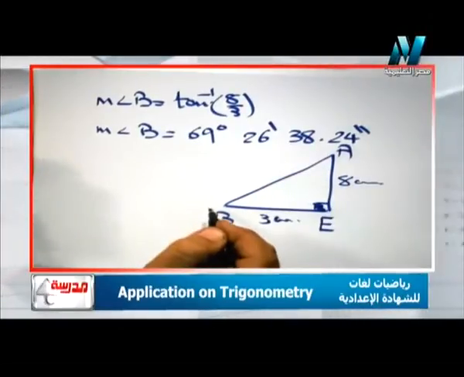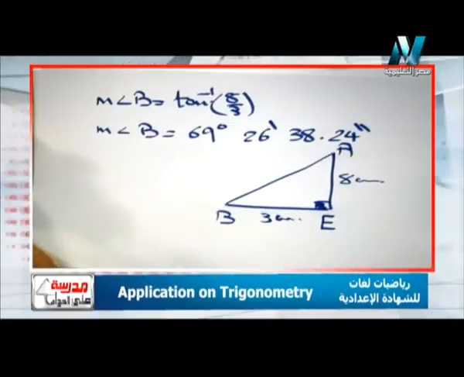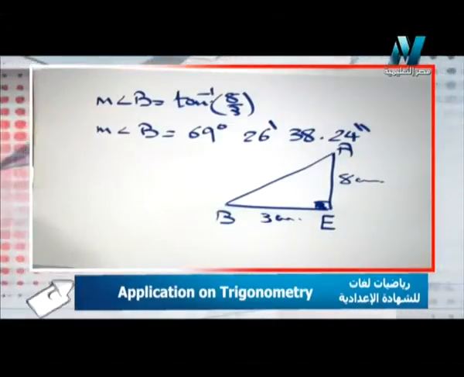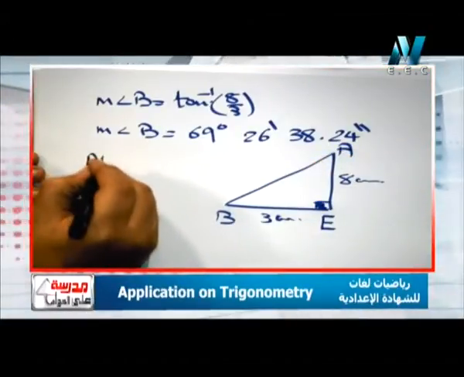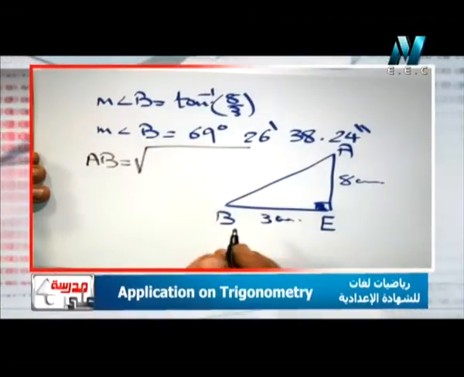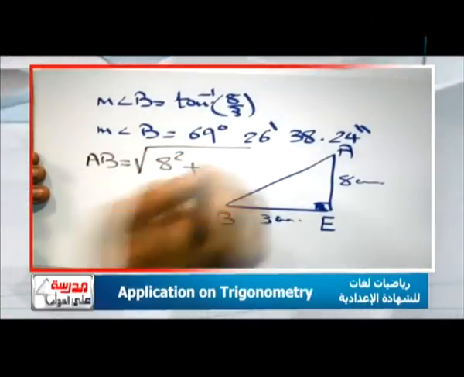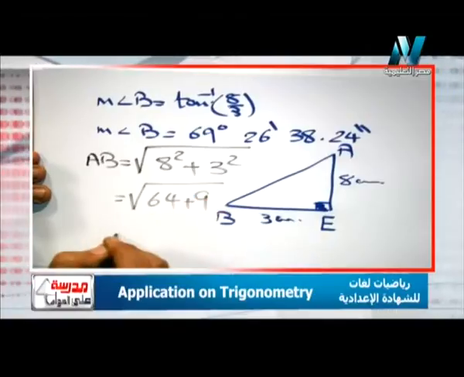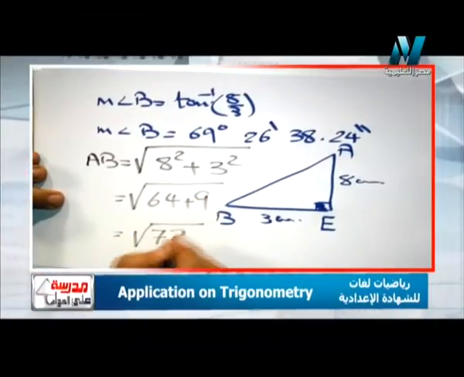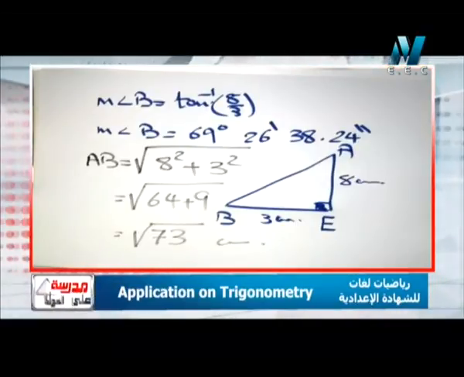So it asked me to find the length of AB. The simplest way is using the Pythagoras rule, which is second prep level. AB equals the square root of 8 squared plus 3 squared, which is the square root of 64 plus 9, which is the square root of 73 centimeters. The question asks for the length to the nearest decimal, so I have to use my calculator to find root 73 and press equals.